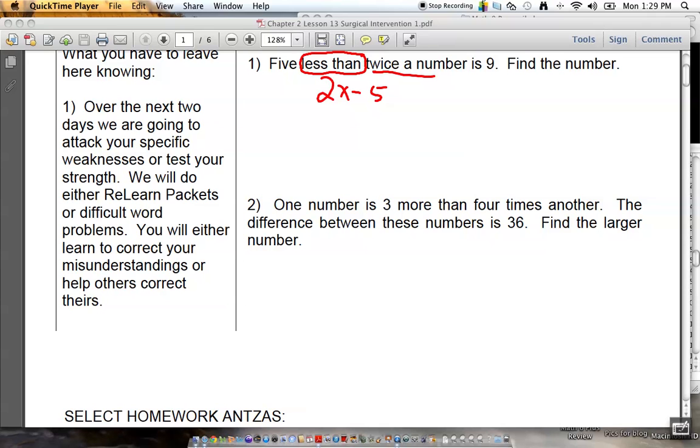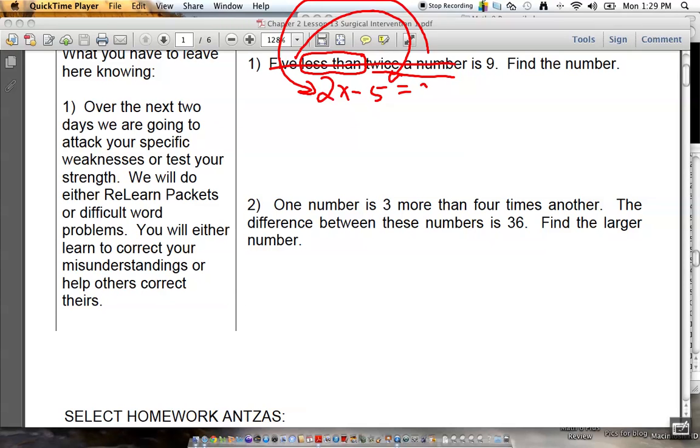The last shall be what? Last. First, and the first shall be last. So whenever you see more than or less than, you have to switch the order. Very important. And then it says, so I can cross that out.